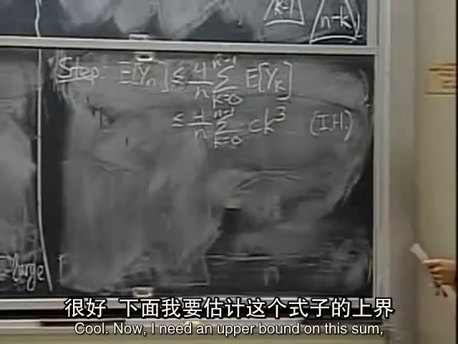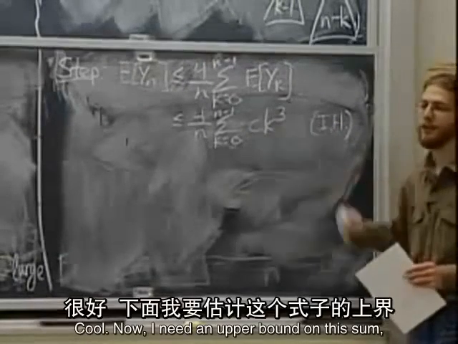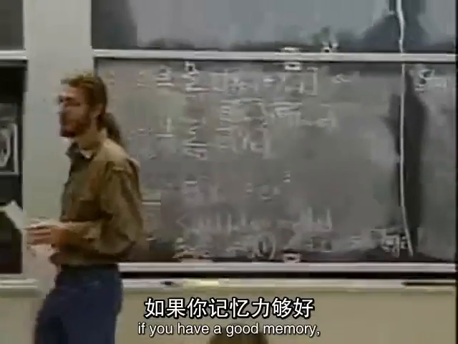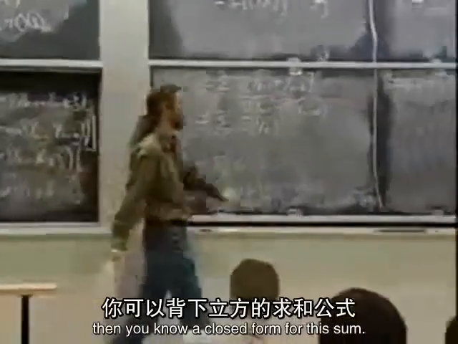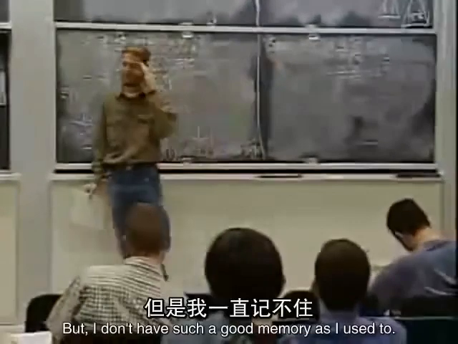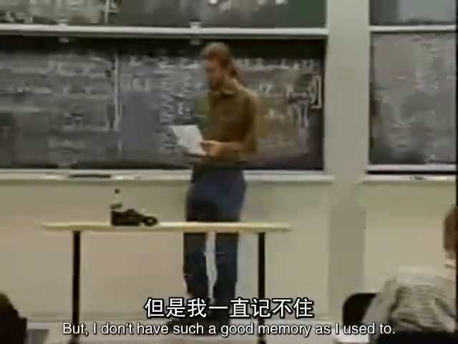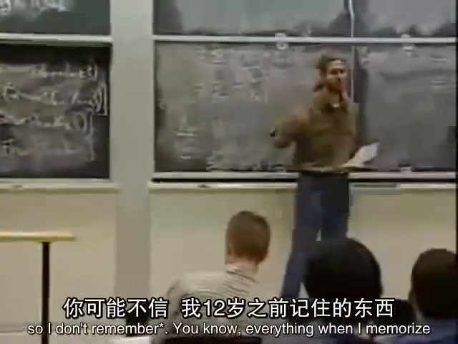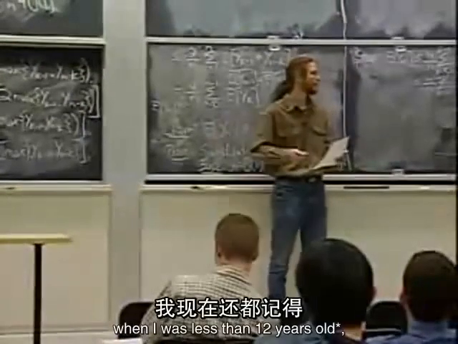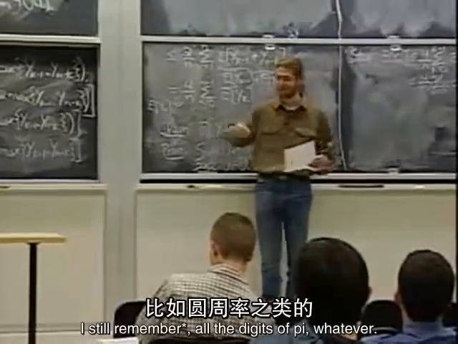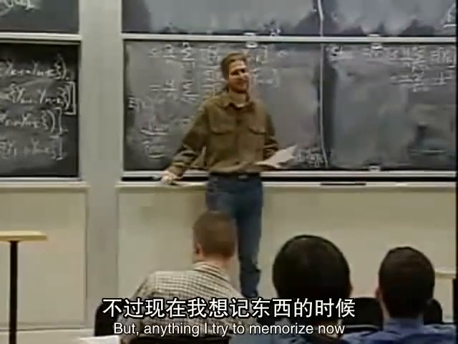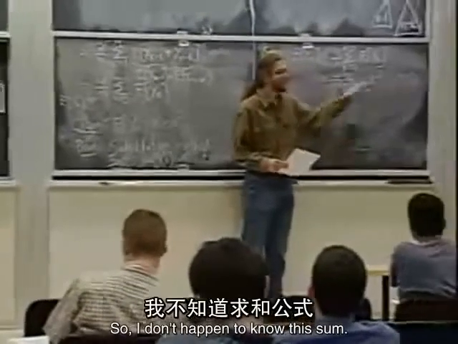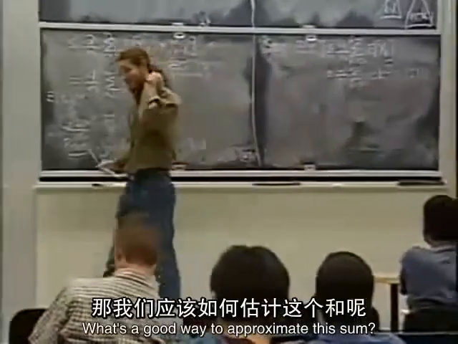Cool. Now, I need an upper bound on this sum. If you have a good memory, then you know a closed form for this sum. But I don't have such a good memory as I used to. I never memorized this sum when I was a kid, so I don't remember it. Everything I memorized when I was less than 12 years old, I still remember. All the digits of pi, whatever. But anything I try to memorize now just doesn't quite stick the same way. So I don't happen to know this sum. What's a good way to approximate this sum?